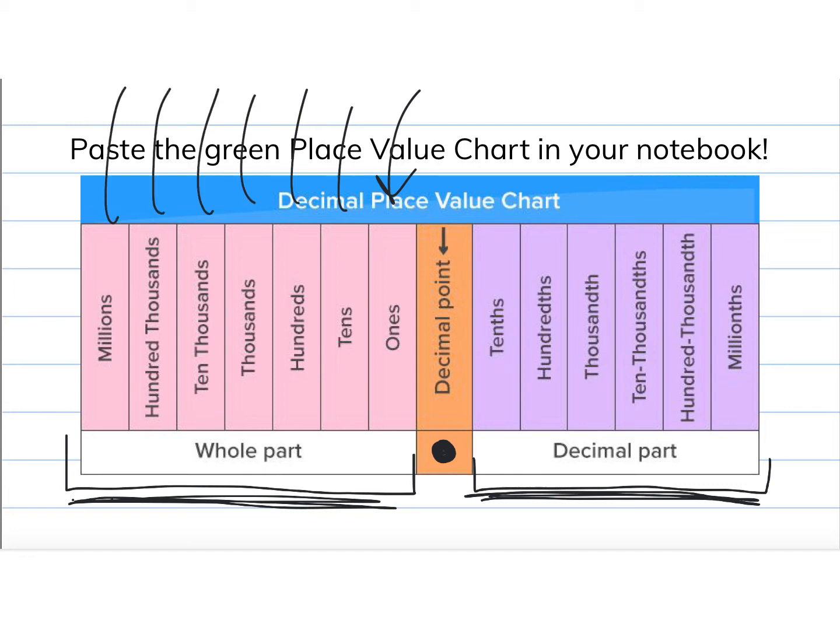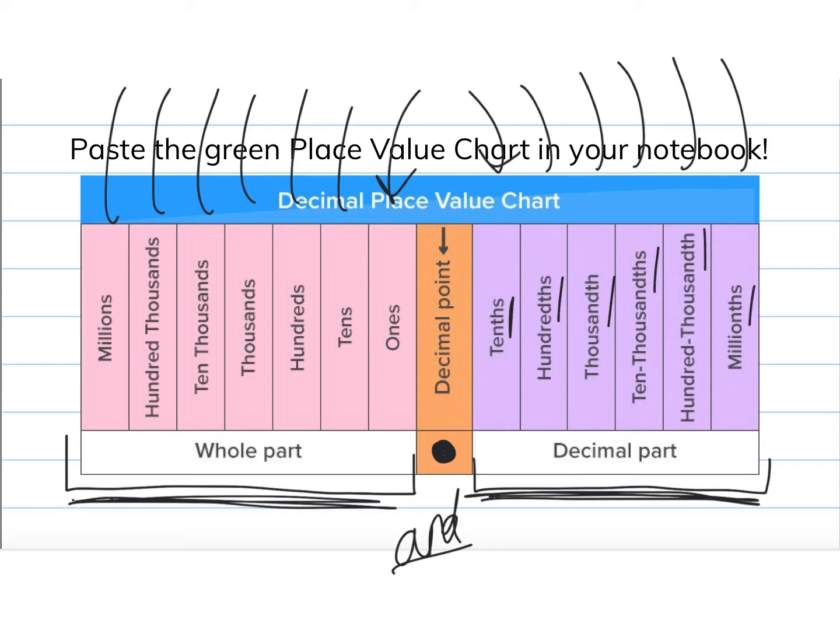And then you may or may not remember that when we say our whole part, and then the decimal, we say "and", and then we say how many tenths, hundredths, thousandths, ten-thousandths, hundred-thousandths, or millionths. Whatever the number ends in the decimal part, that's the place or the word that we say after it. And notice that all the words in the decimal part after the decimal end in "th", so that's how we know that it's the decimal part versus the whole part.